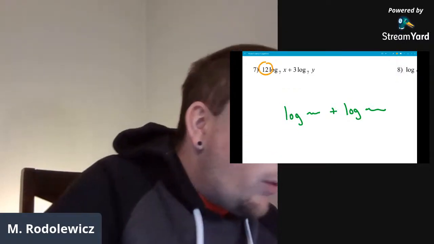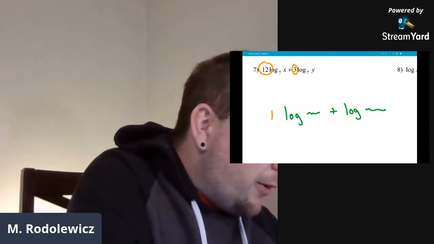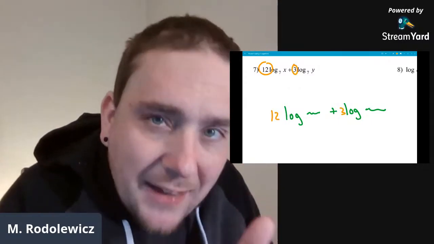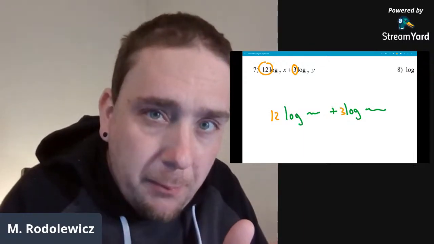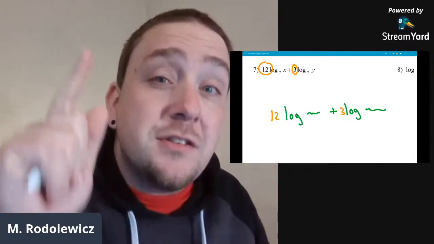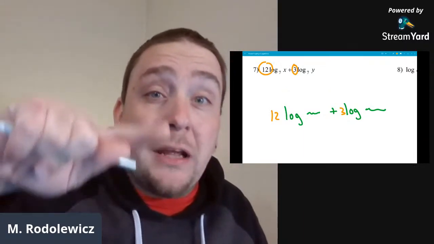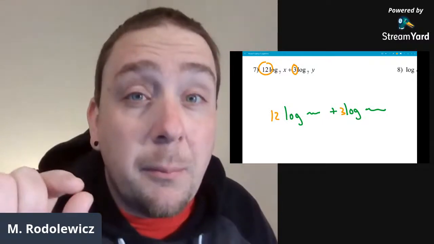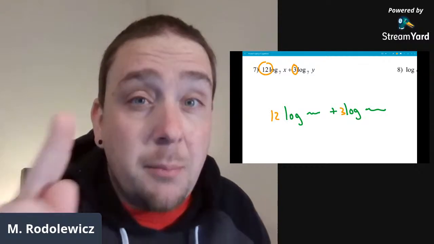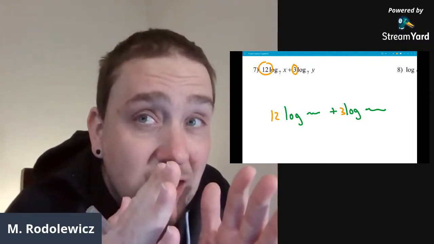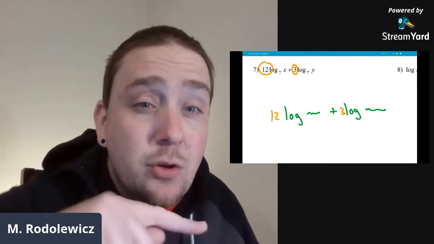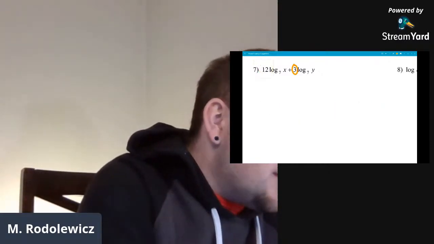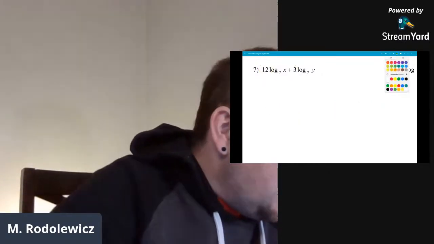We have this 12 and 3 in front, right? So you can't combine them yet. You can't combine them yet using the product property. Your first step is to bring the exponents up, okay? So if you have a number that's multiplying a logarithm, before you condense it using the product property, you have to bring the factor up. So let me show you exactly how we're going to work this.